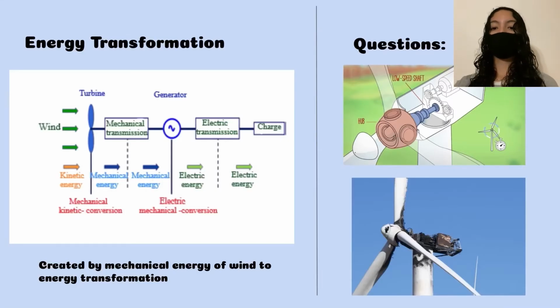Now moving on to the questions. Some of the questions that we had were: how much power does the low speed shaft have to keep the wind from exceeding the speed of the blades? And the next question is, does the force of the brakes damage the wind turbine generator if there's too much wind and it can't stop?